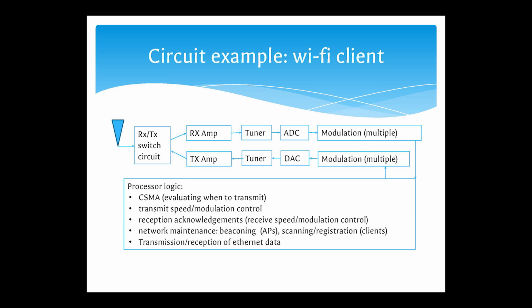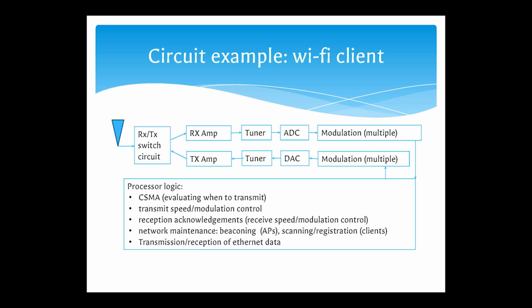The CSMA, so it decides when there's no other transmissions, when it can transmit. The decisions on at what speed to transmit, at what modulation. The reception acknowledgements, so when it receives data, it tells the other side it got it, so the other side knows it doesn't need to retransmit data or shift to a lower rate. And there's general network maintenance.